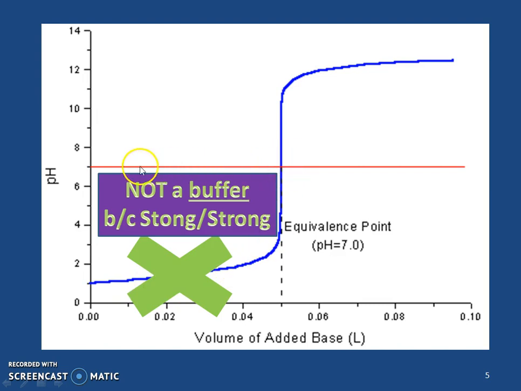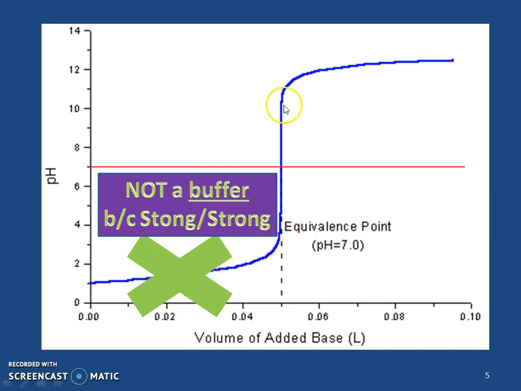Our equivalence point is at 7, and look how long this line is. And then over here would be that excess base. So again, this is how much volume of the base that is being added. So we're starting out with an acid here. Of course, our pH is very, very low. We have our not buffer area. This is still just our acid being dominant.